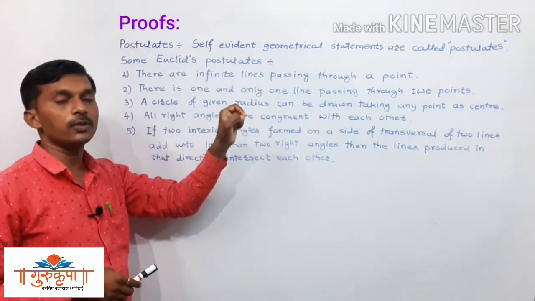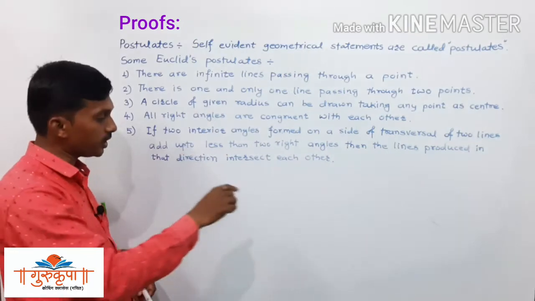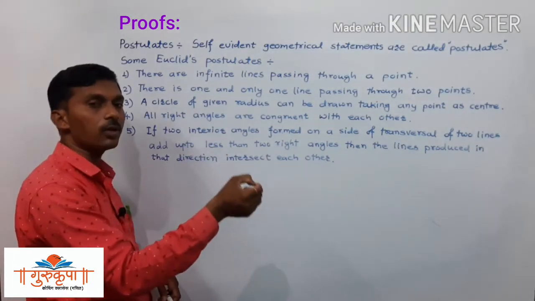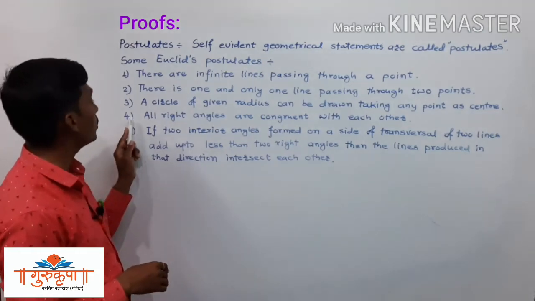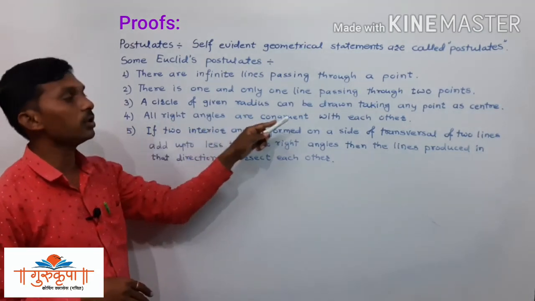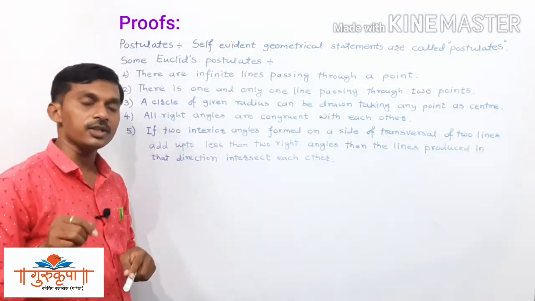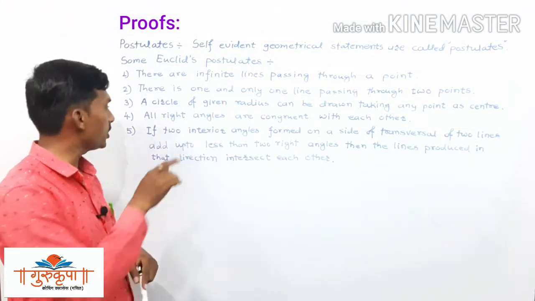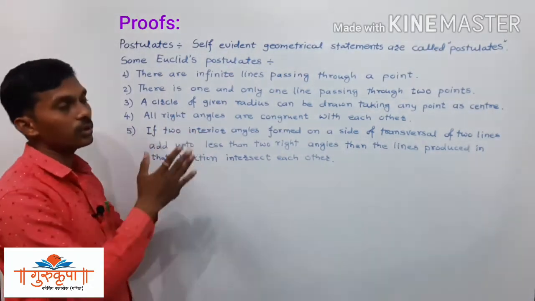Suppose the radius is given as 2.3 cm. Now you can take that much distance in the compass, put your compass on any point, and draw a circle. Then we have the fourth postulate: all right angles are congruent with each other. Since each and every right angle measures 90 degrees, all the right angles are congruent with each other.